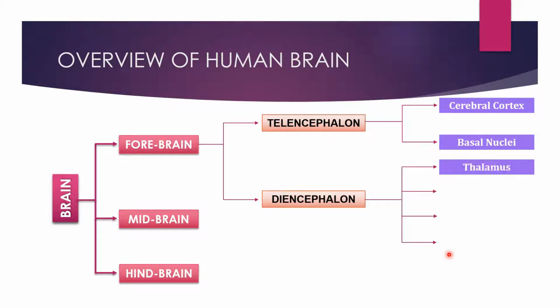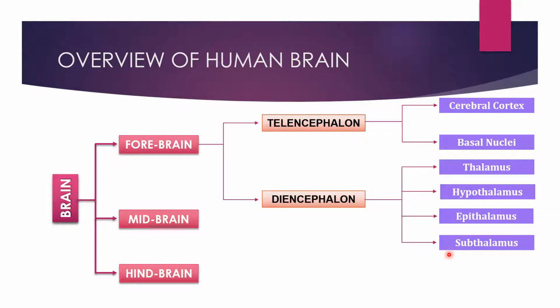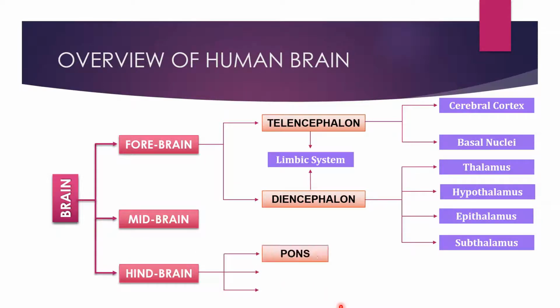Diencephalon has four main parts: thalamus, hypothalamus, epithalamus, and subthalamus. And the limbic system, the emotional controller of our body, is contributed both by the telencephalon and diencephalon. Parts from the telencephalon and diencephalon contribute to the formation of the limbic system. Midbrain is itself a unit. The hindbrain has three parts: the pons, the medulla oblongata, and the cerebellum.